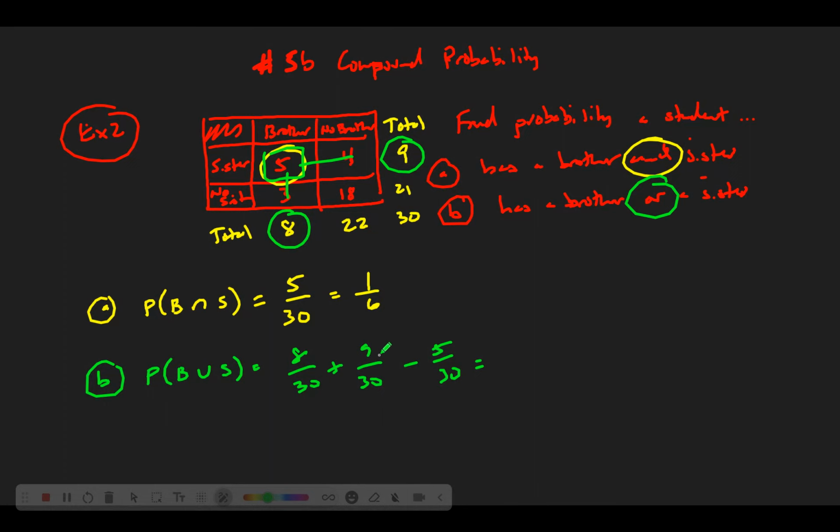So now when we do this, we get 8 plus 9 is 17. 17 minus 5 is 12. 12 out of 30. And when we simplify that, divide by 6 this time, we get 2/5. So you can see that when you do the OR, typically your probability is a little bit higher.